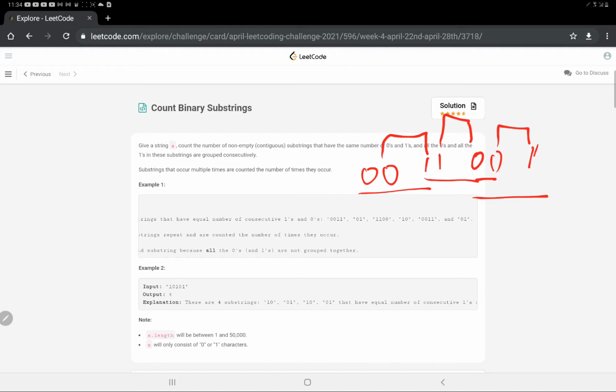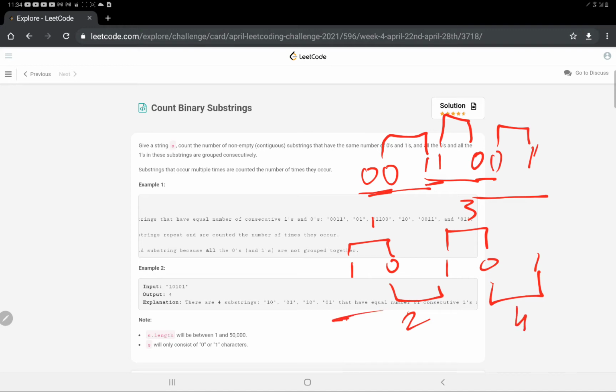Let's move on to another example: 1 0 1 0 1. The substrings should have an equal number and be consecutive. Equal number and consecutive, equal number and consecutive, equal number and consecutive. So that gives us 1, 2, 3 and 4. I hope that example is clear as well.